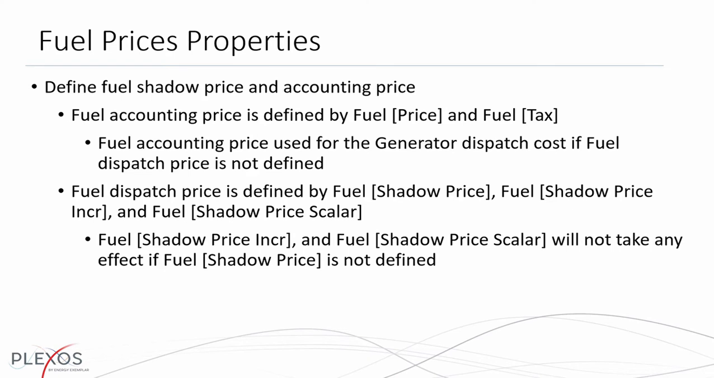Fuel price can be defined using the price and tax input properties. The actual value used in the optimization can be input using the shadow price incremental or shadow price incur, and shadow price scalar properties. If both price and shadow price are defined, then price will be used for accounting and will be shown in the output, while the shadow price input will be used for the actual optimization.